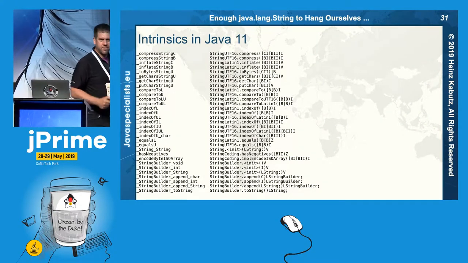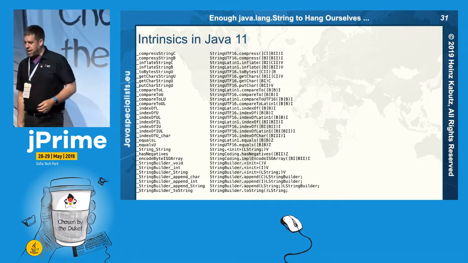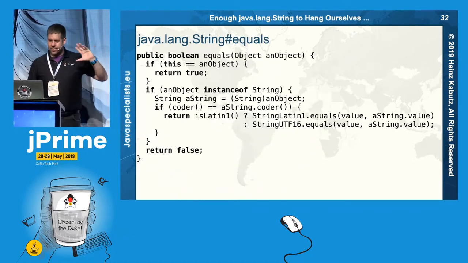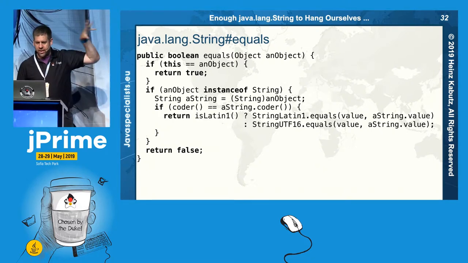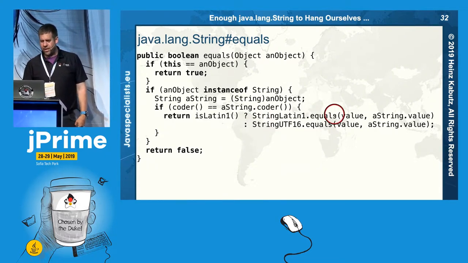So what intrinsics means is you look at the Java code for equals and indexOf and compareTo, and you think, oh, so that's how it works. But actually, like this is, for example, the code for String.equals. But actually, when it gets called, it delegates the call through to StringLatin1.equals.